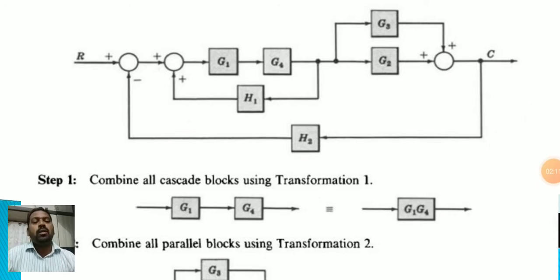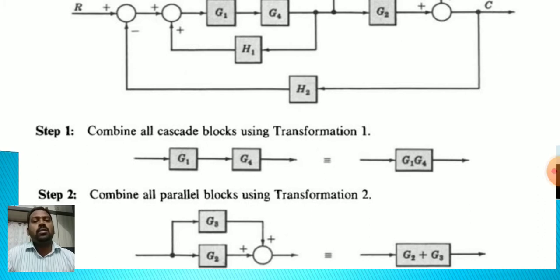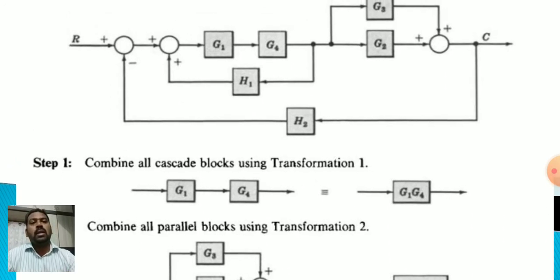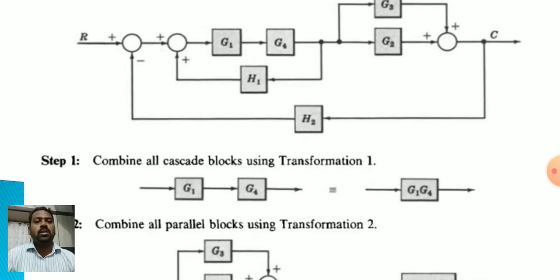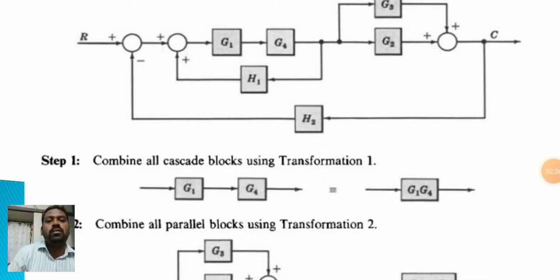So here you can combine G1 and G4 into only one block with input and output, that is G1 and G4. The very first step we can do it. Cascading the blocks means combining the blocks in series. So these two blocks with transfer functions G1 and G4, you can combine to make a single block with transfer function G1 G4. That is the very first step.